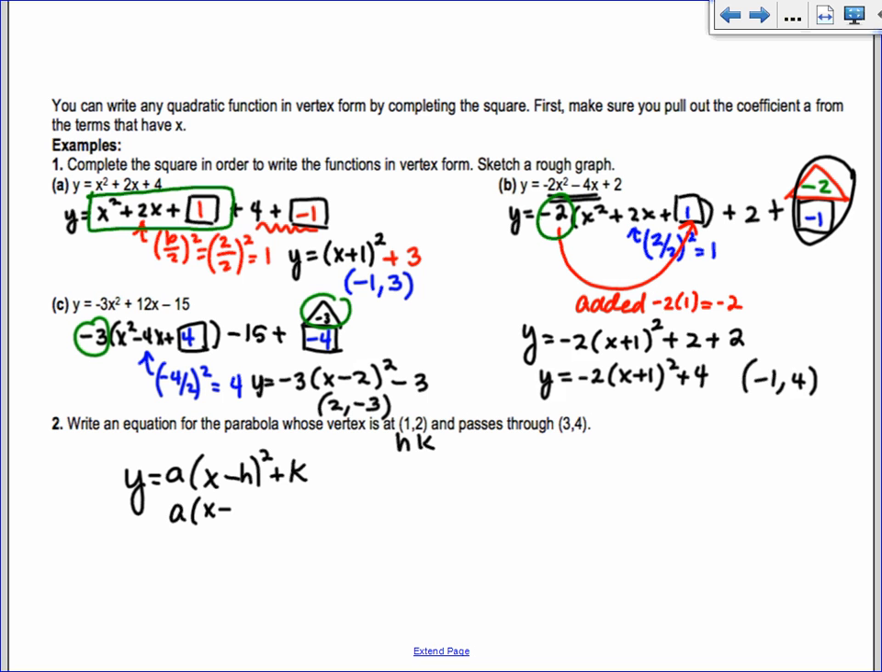So I have x minus 1 squared plus 2, my h and my k. And then I need to find what a is. So I don't know what a is. Okay, this kind of takes you back to Algebra 1.